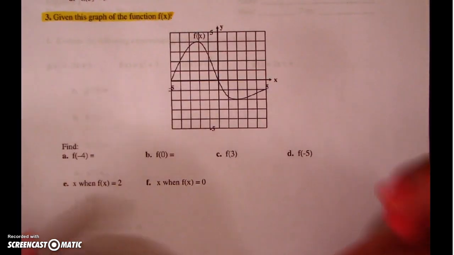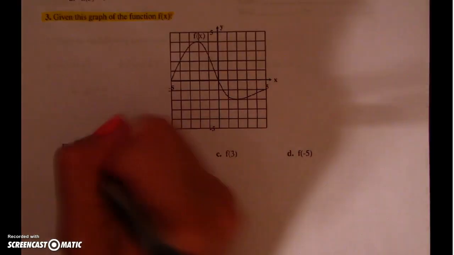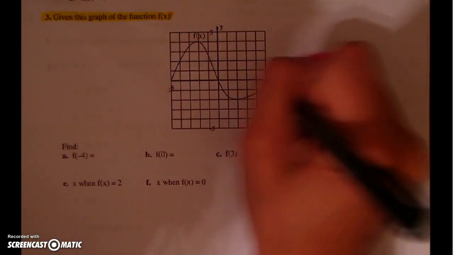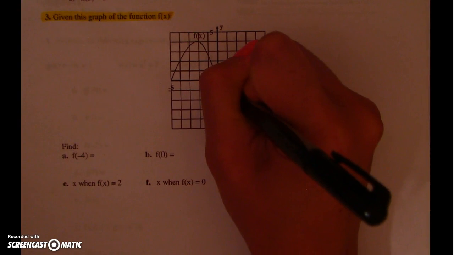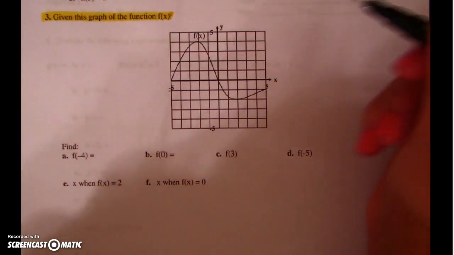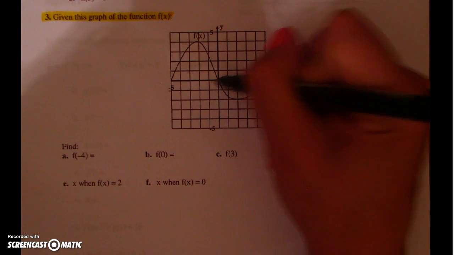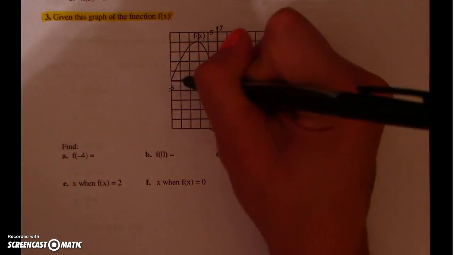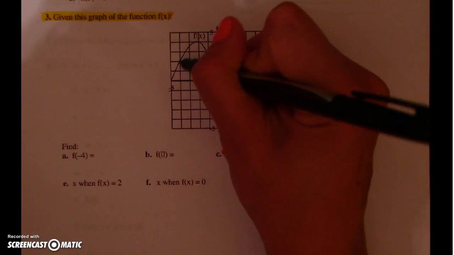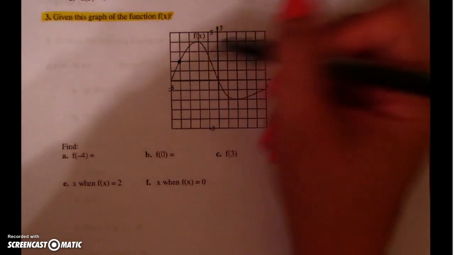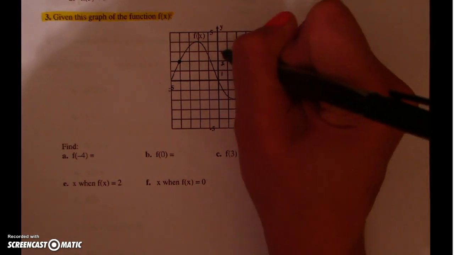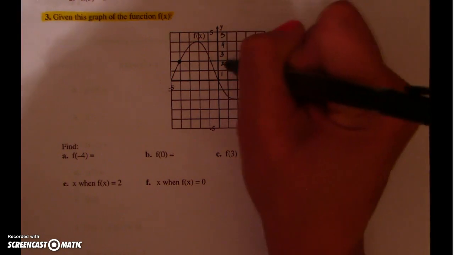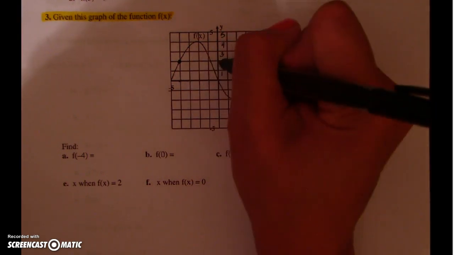When you say find f of -4, it's saying find when x is equal to -4. So my x values are on the x-axis, and I always start at 0. Okay, 0 is my center. And if I'm going to go to the -4, that means I go to the left 4. 1, 2, 3, 4. And what exactly is the value of my function at x equals -4? Well, this is a 1, this is a 2, 3, 4, 5. So when x is equal to -4, y is equal to 2.